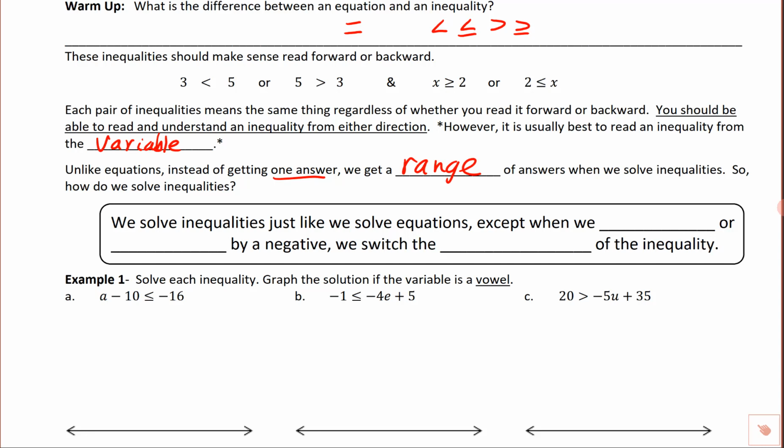So we solve them just like we solve equations, except when we do one of two things. Except when we multiply, so let's write down multiply, or divide by a negative. I'm hoping you remember what happens if we multiply or divide by a negative, because when you do, you're introducing the idea of opposite. So what we have to do is switch the direction of the inequality. We have to flip it from a less than to a greater than, or a greater than or equal to a less than or equal to, or something like that.